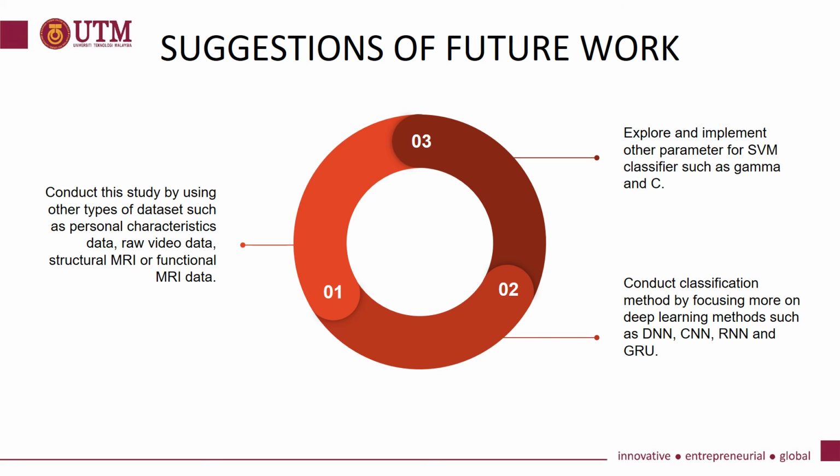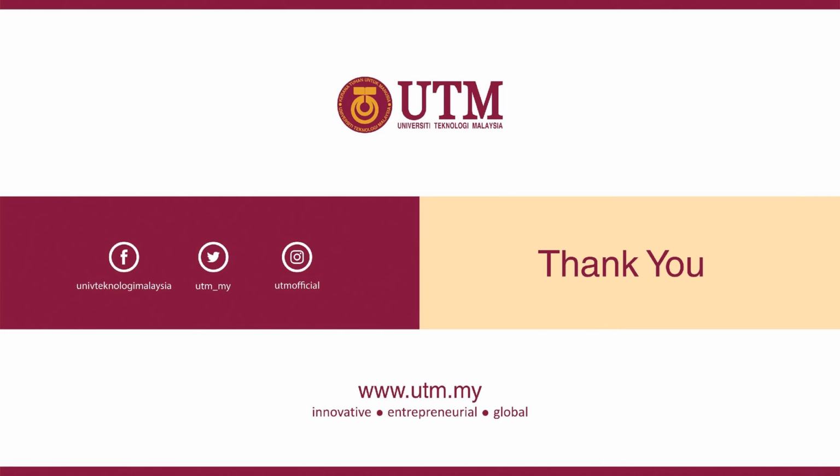There are some parts that can be improved for further research in the future. Therefore, some future works are provided that could be done for the enhancement of the study, such as conducting this study by using other types of datasets related to ASD, such as personal characteristics data, raw video data, structural MRI, or functional MRI data. Next, conduct classification methods by focusing more on deep learning methods such as DNN, CNN, RNN, and GRU. Lastly, explore and implement other parameters for SVM classifiers such as gamma and C.